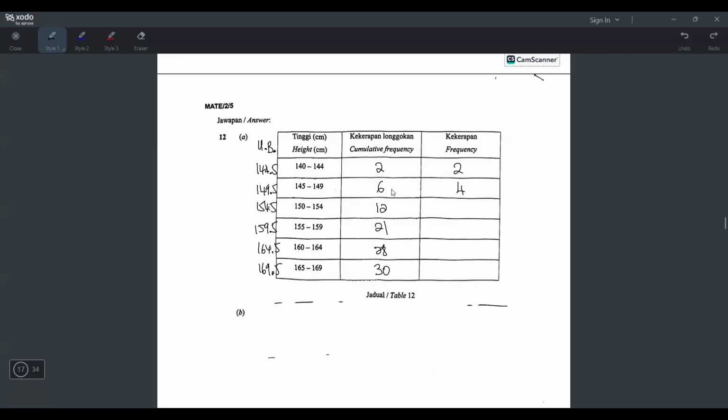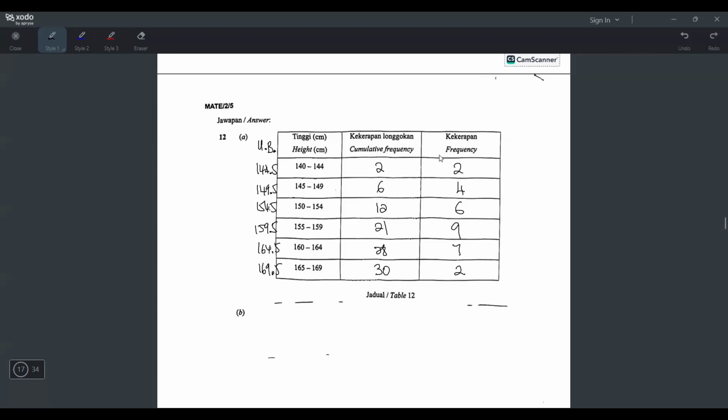Okay, and then you have to think about 6 plus how much? 6 plus what gives you 12, right? And the answer is 6, right? And then do the same. 12 plus what gives you 21? 9, right? And how you do that is just use calculator, 21 minus 12, right? So you get 9 here. And then do the same. 28 minus 21, which is 7. 30 minus 28, which is 2, right? So these are all the frequency, right?